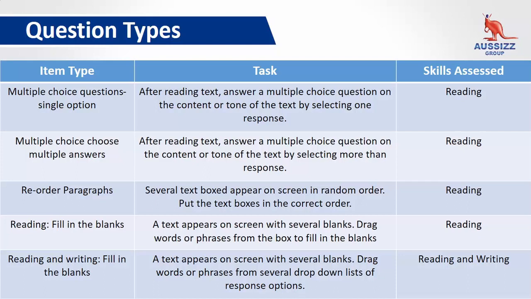Now, all of these question types that we've gone over so far will assess your reading abilities. Now, for the reading and writing section, which will go over your reading and writing abilities, you'll have to fill in the blanks. And as it says here, a text will appear on screen with several blanks. Drag the words or phrases from several drop-down lists with a series of response options. Very soon we'll get to see some real-world applications of these from our exams.